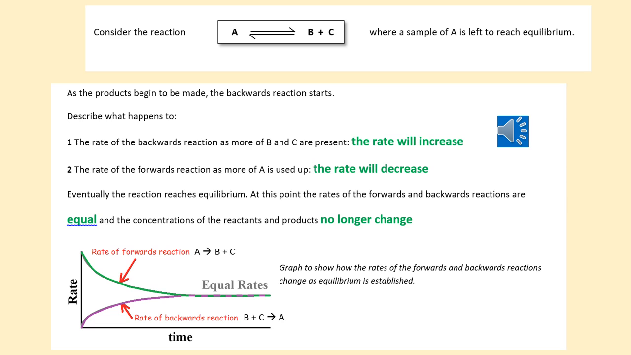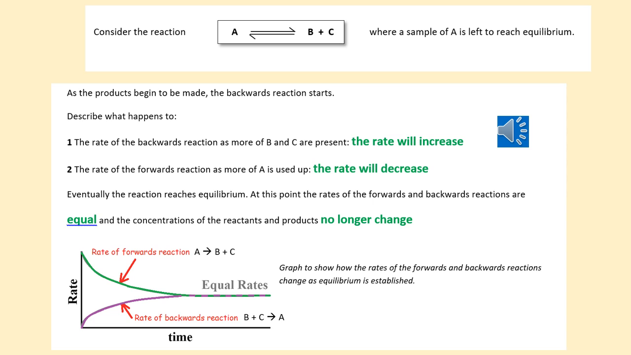And so at the beginning the rate of the backwards reaction is 0, and then as time goes by, as more and more B and C are made, the rate of reaction backwards, that's from B and C back into A, will increase. Then what will happen to the rate of the forwards reaction as more A is used up? Well, if there's less A around, it's clear that the rate of that will decrease.